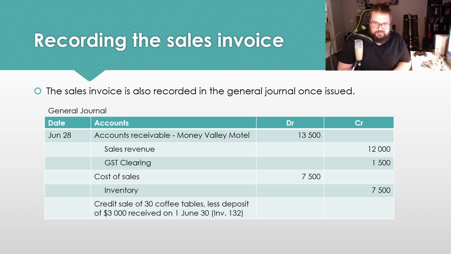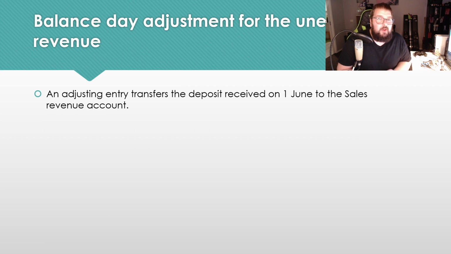We have our accounts receivable of Money Valley Motel of $13,500. Now, you might recognize this as being the $16,500 that they would have owed us for all the coffee tables minus that deposit. Now, that was entirely sales revenue, so you can see that in this case, we're increasing our sales revenue by $12,000. We are acknowledging all of the GST, and we're acknowledging the cost of sales of these coffee tables. Now, you might be saying to yourself, wait, we earned $15,000 of revenue from this sale, but we've only acknowledged $12,000 of it so far.